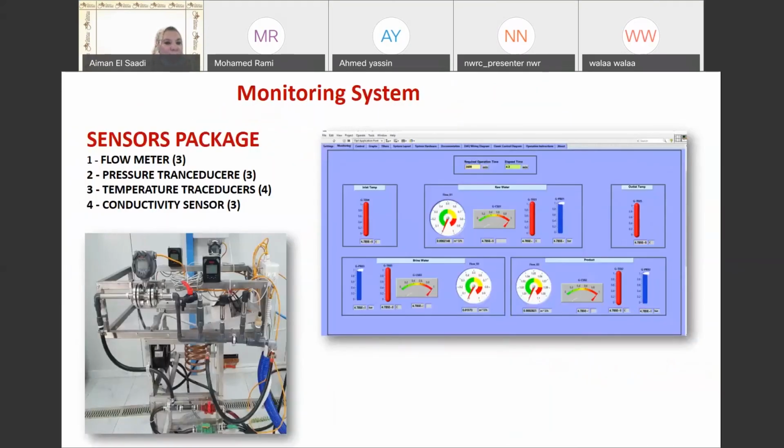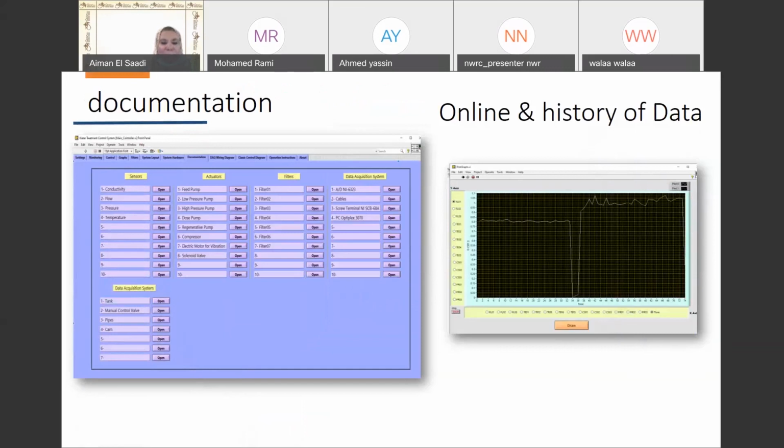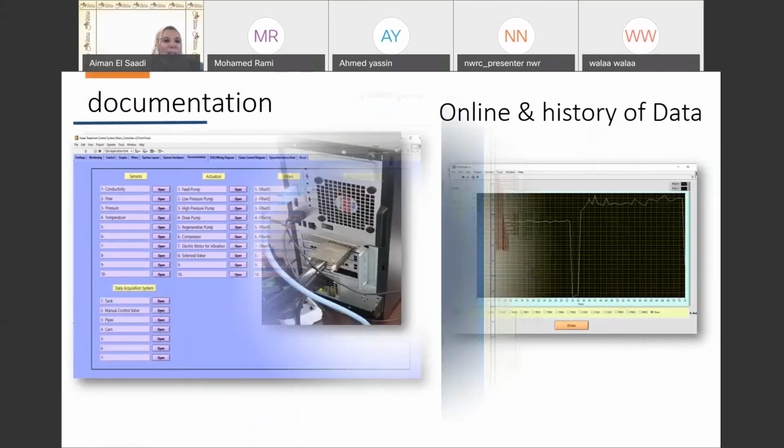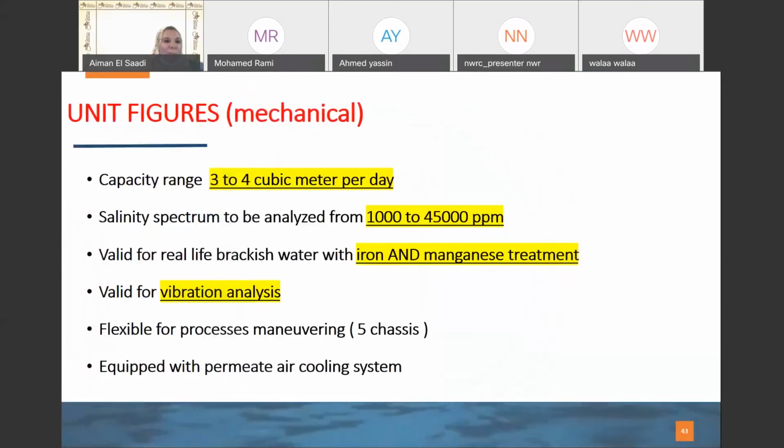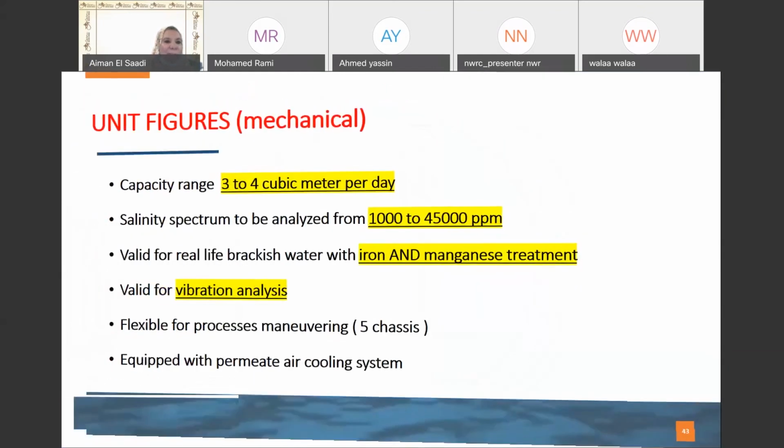And this is the monitoring system. At the desalination lab we have a package of sensors for flow, pressure, temperature, and conductivity. These sensors are on the feed water, permeate water, and brine, and this screen shows the recorded and monitored data from these sensors. Documentation and online, okay, and this is the monitoring system.